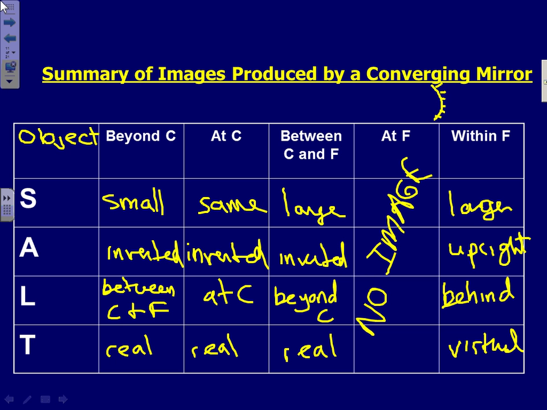So where do I have the pen? Do I have it beyond C, at C, between C and F, or at F? Where do I have the pen? I have to have it beyond C because notice it's smaller and it's inverted. Can everybody see that? Can you see it?